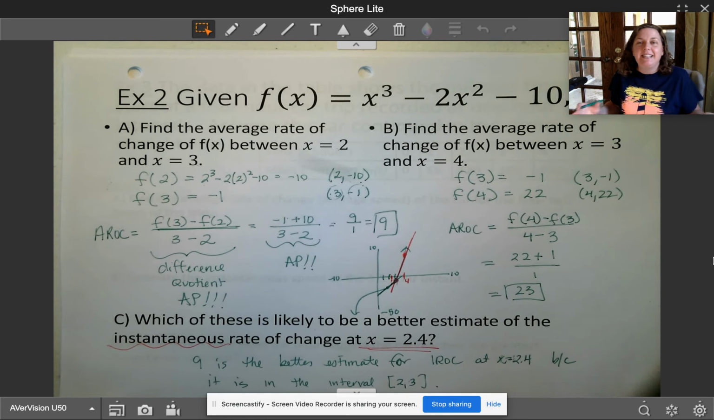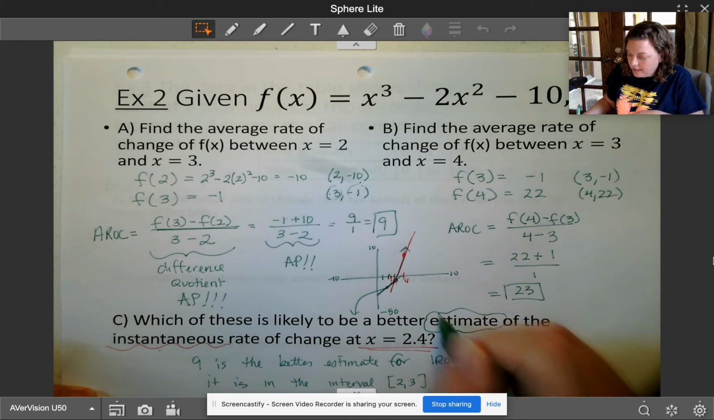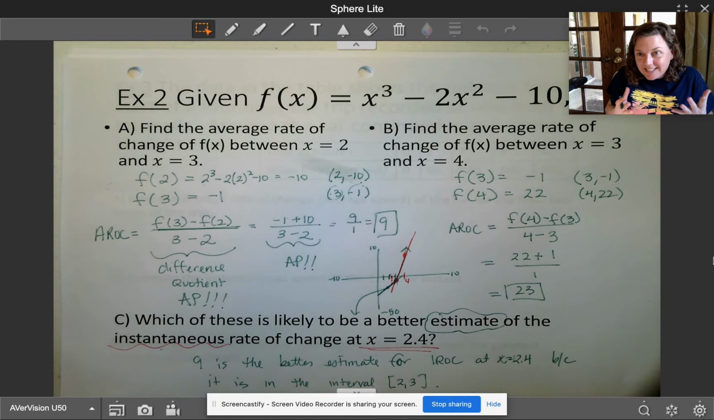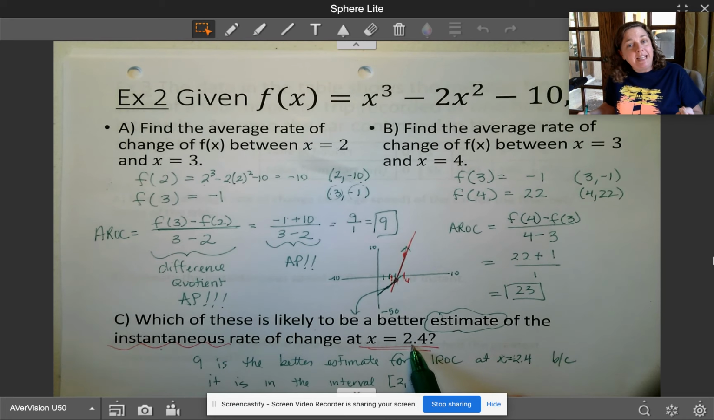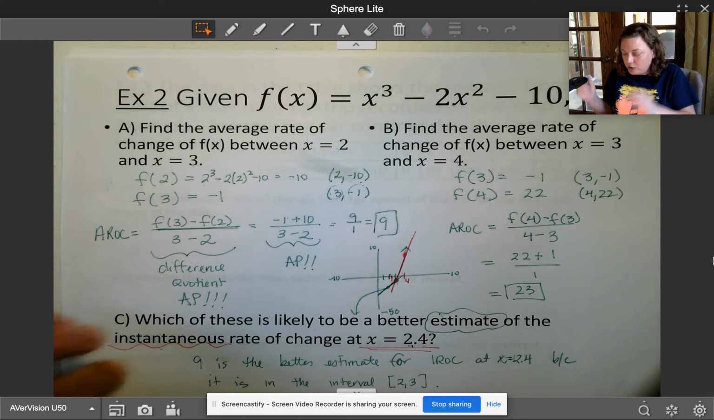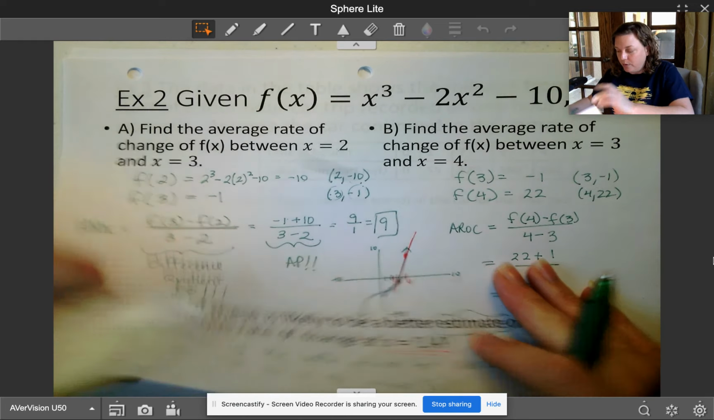All right, it makes sense that if you want an instantaneous rate of change and we're trying to approximate that, at least that x value should be within the interval. Now, the closer we can get to 2.4, the better that approximation is going to be. If I had the value at 2.3 and the value at 2.5, that would be a pretty good estimate of the slope at 2.4. Okay, so the closer you can get to 2.4, the better your answer.